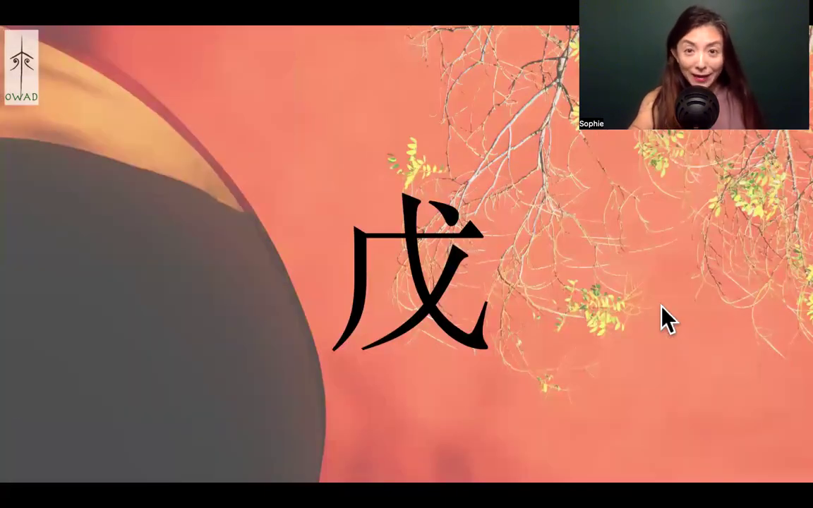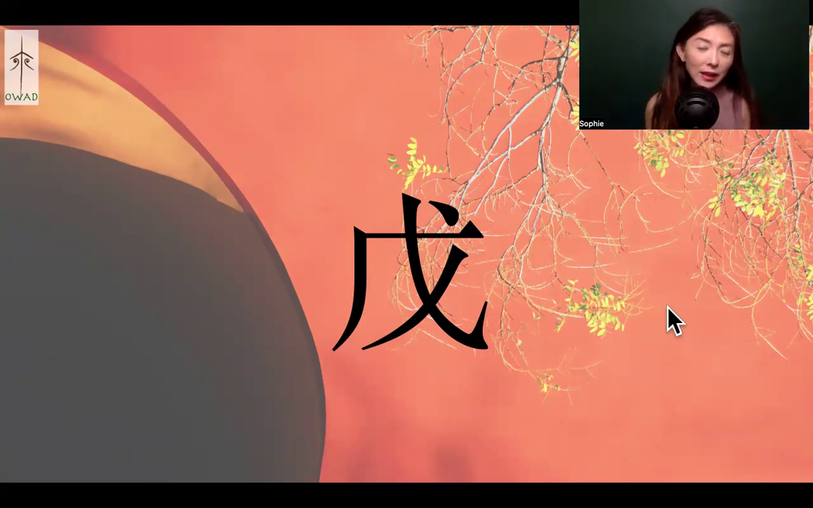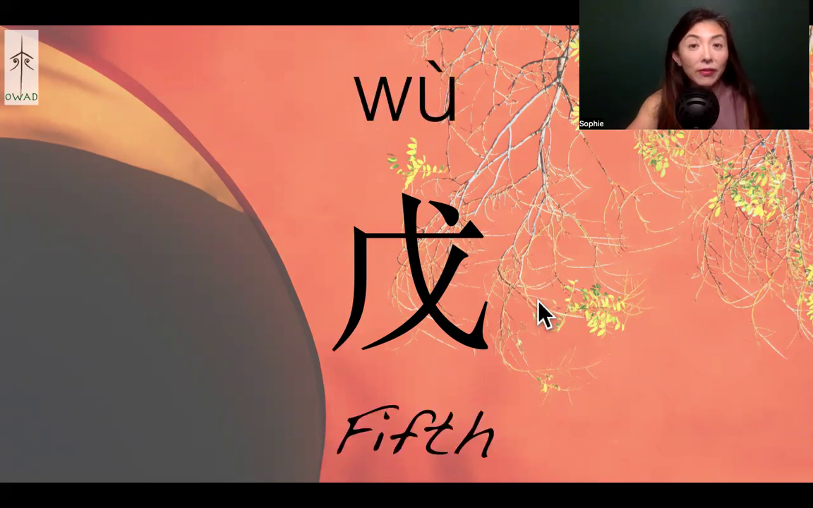This week, we're going to handle some more complicated shapes. As you can see, it's no longer boxy in the sense that we can frame it in a certain way, but it still gets half of the frame. Let's say the top is a horizontal line, and the left side is almost a vertical line, but slanted toward the left. And here is the complicated looking part. This thing is called wu. It means fifth.